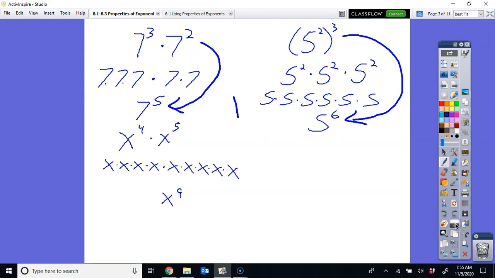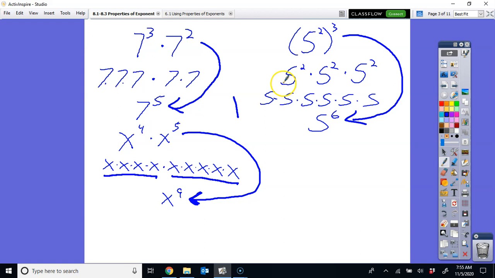To show you one more example down here, notice this one, x to the fourth would be x times x times x times x. X to the fifth would be x times x times x times x times x. But that is 9 total x's, so x to the fourth times x to the fifth is x to the ninth. 4 plus 5 is 9. So that is a property of exponent.